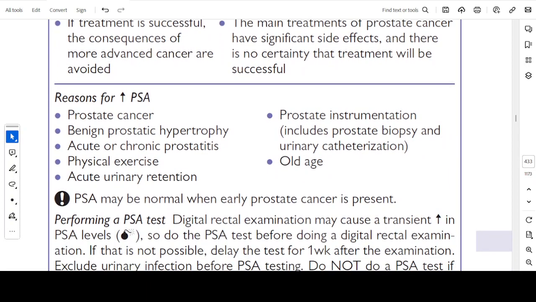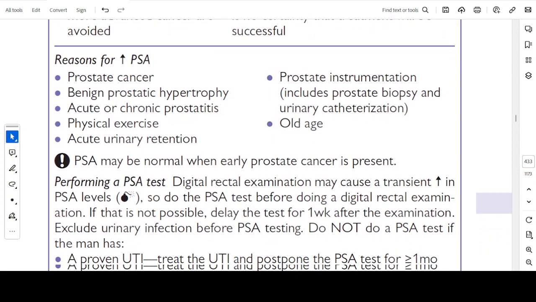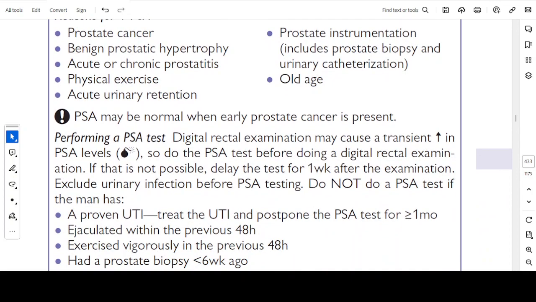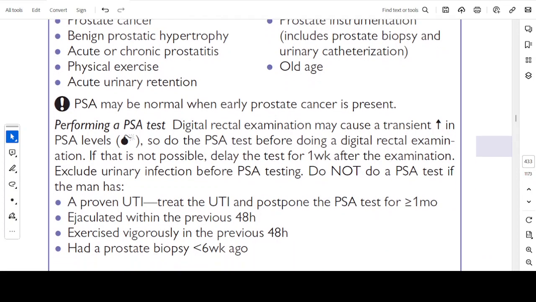It could be prostate cancer, BPH, acute or chronic prostatitis, physical exercise, acute urinary retention, prostate instrumentation like prostate biopsy or urinary catheterization, and old age. Other reasons for raised PSA. PSA may be normal when an early prostate cancer is present.